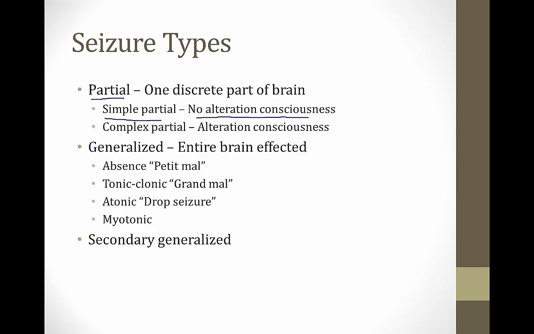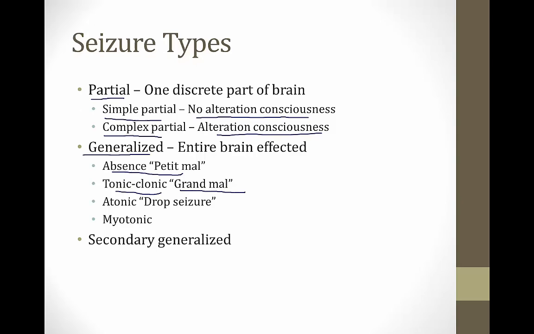That is a simple partial seizure. A complex partial seizure is one discrete part of the brain, such as motor or sensory, but there is alteration in consciousness. In contrast with a generalized seizure where the entire brain gets affected. So the most minimal type of generalized seizure is an absence or petit mal seizure, and this happens in children where they just lose awareness of their surroundings briefly.